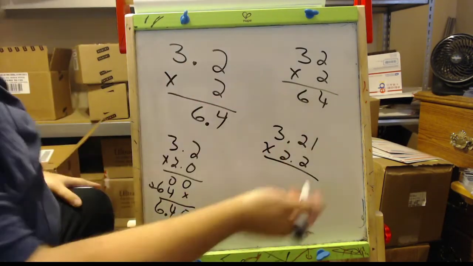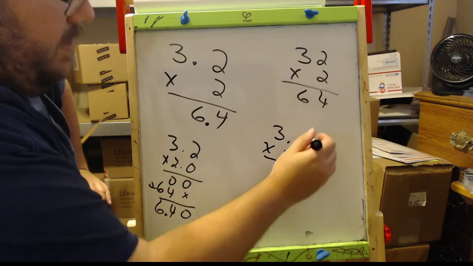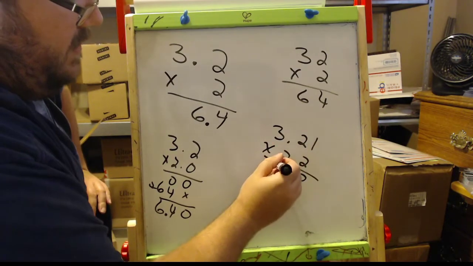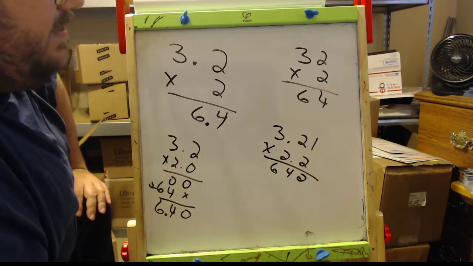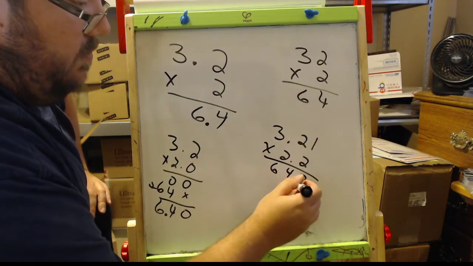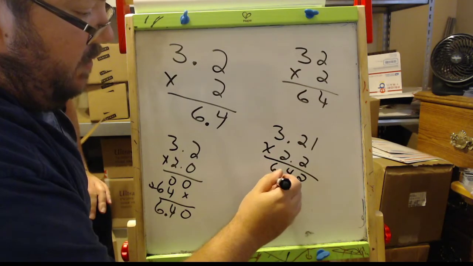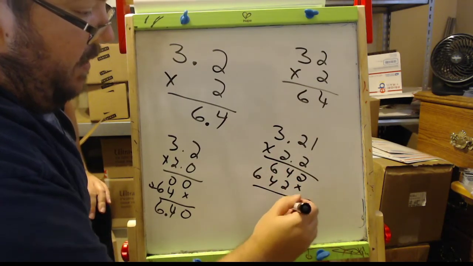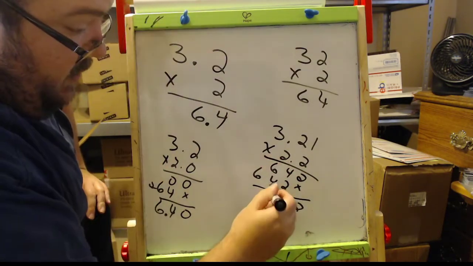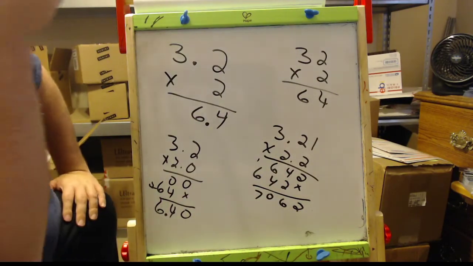Just pretend the decimal's not there for right now. Pretend it's 321 times 22. So I got 2 times 1 is 2. 2 times 2 is 4. 2 times 3 is 6. All right, so we got 642. Then I have 2 times 1 is 2, 2 times 2 is 4, and the 6 there, with the little placeholder. And then we add it up. 2, 6, 10, carry the 1, 7, 7, 0, 6, 2.